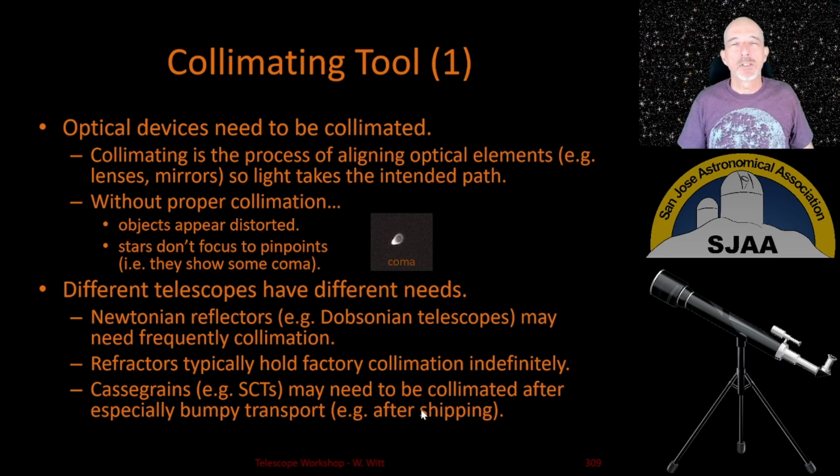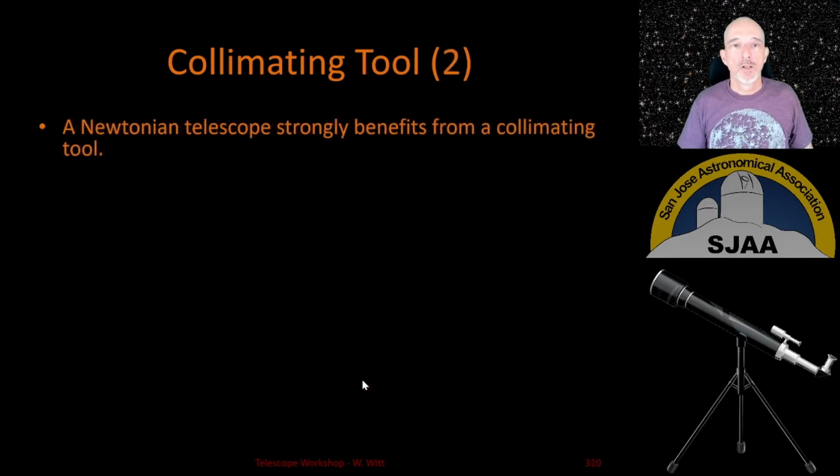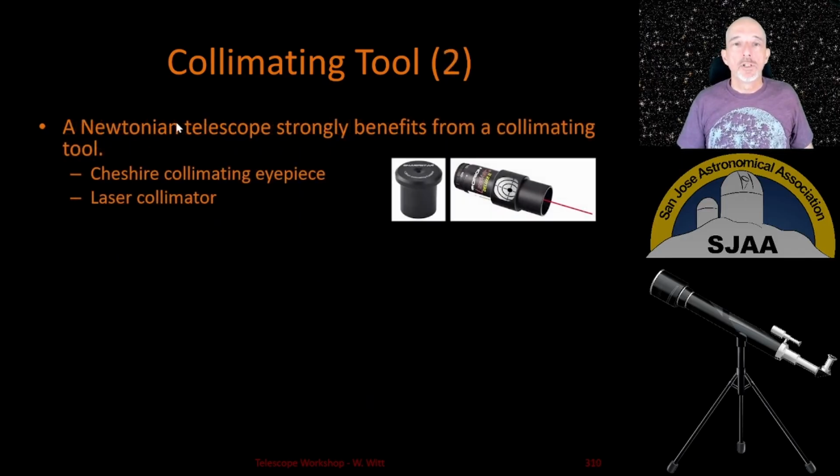So it's not uncommon that you buy your brand new SCT, it arrives at your house, and it's out of collimation. So before you really get to enjoy it, you have to collimate it, and you may want to get help from a local astronomy club for the first time that you do that.